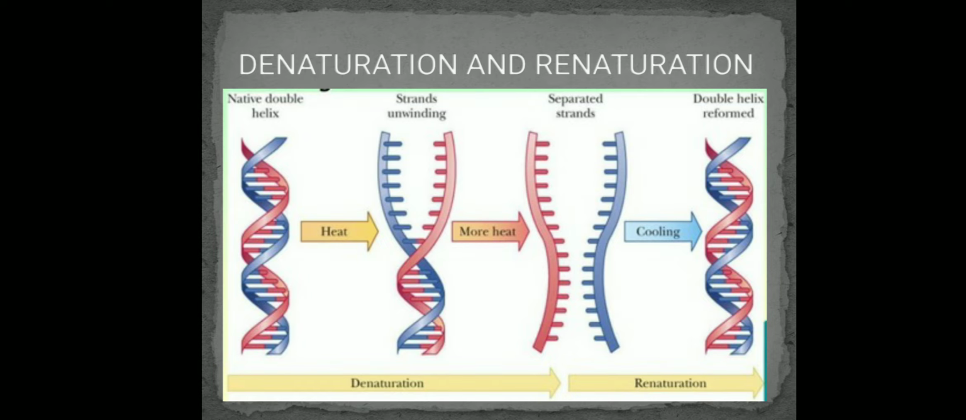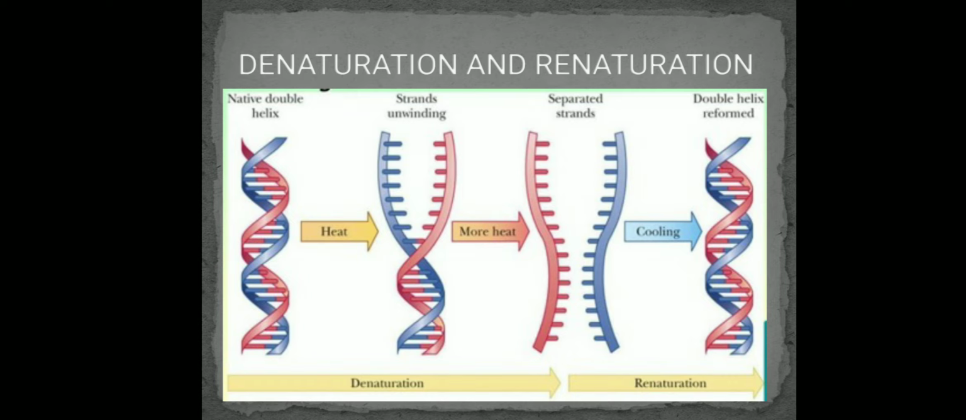When you cool the DNA along with time, the DNA will come back to its original position, the hydrogen bonds will reform, and these two separated single strands will again form hydrogen bonding to form a double-stranded DNA. This process we call renaturation, where the single-stranded DNA, when cooled for some time, will come back to its double-stranded position. That is called renaturation of the DNA.